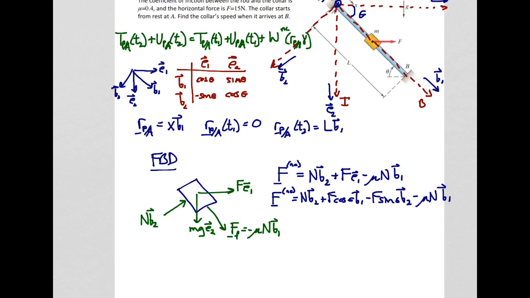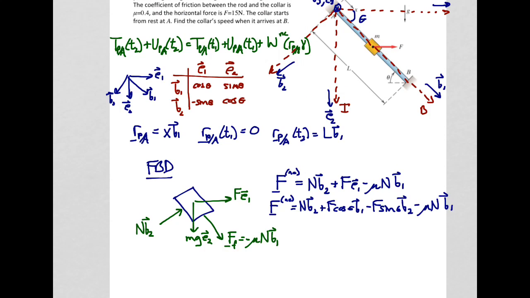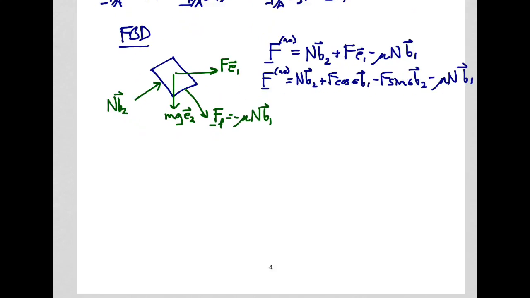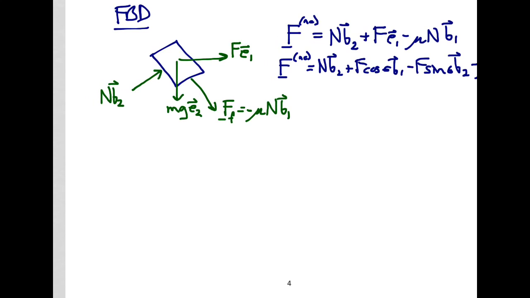Alright, so now let's take a look at each of the components in our total energy equation, and let's deal with them individually. So we have our kinetic energy at time 1. So this is T, P with respect to A at time 1. This is going to be equal to 0 because we're starting from rest.